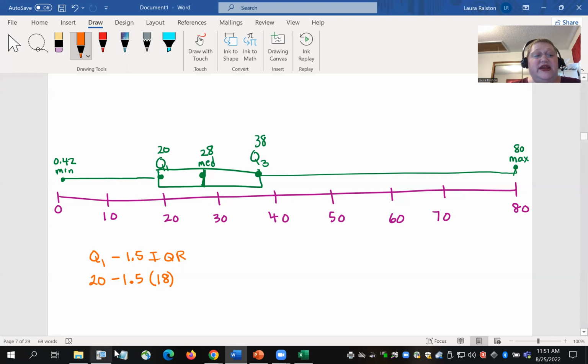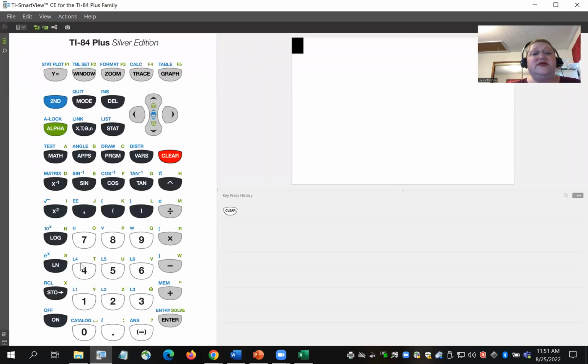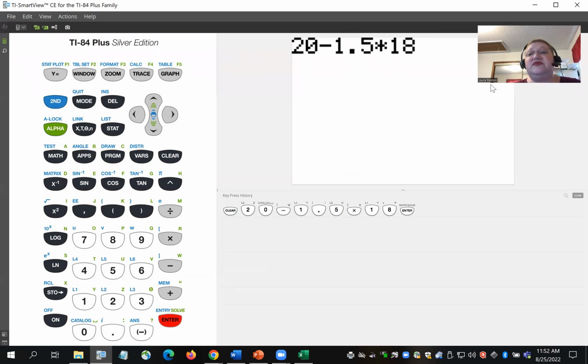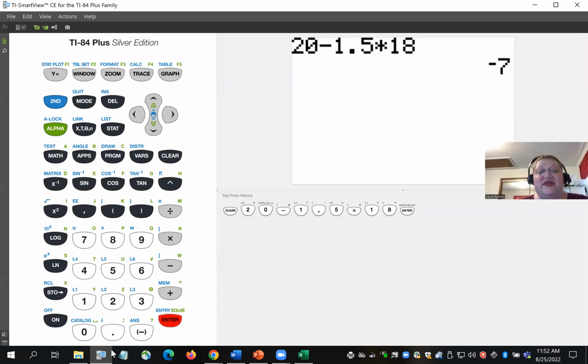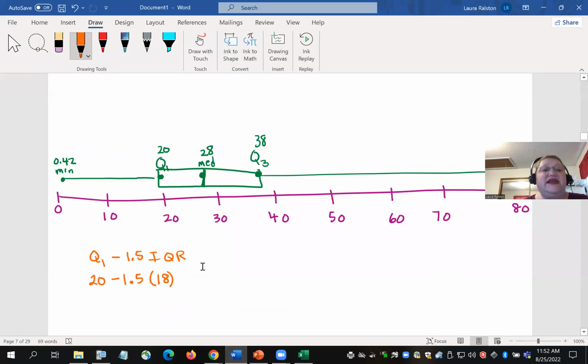And guys, you can use your handheld calculator to do that. So I would do 20 minus 1.5 times 18, which equals, whoops, you can't see it, -7. So if I'm trying to look at it on this graph, -7 is actually going to be off the chart. I'd have -7 way over here.